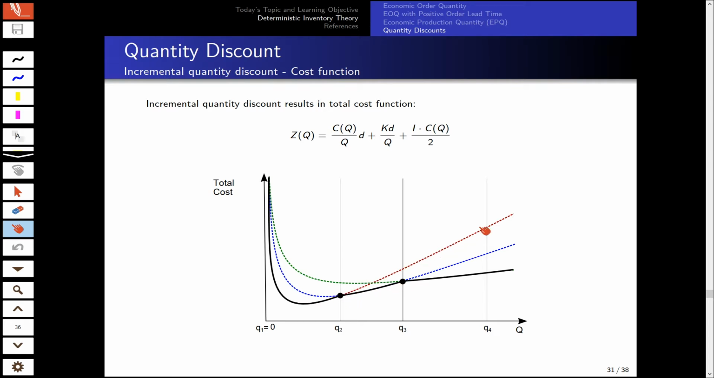So despite following the function throughout, we get a price discount for those items that lie between the different ranges. So our cost function has these two breakpoints.